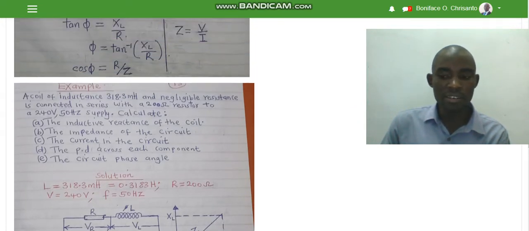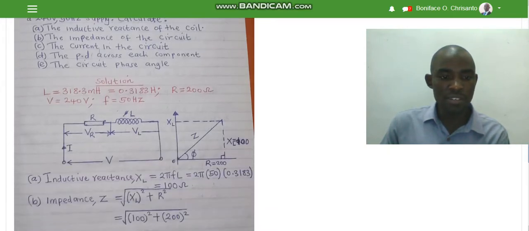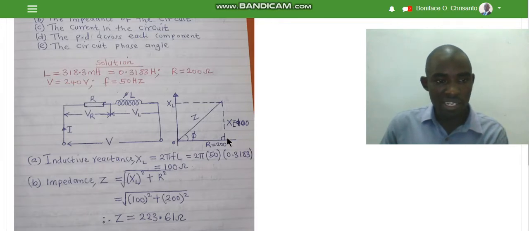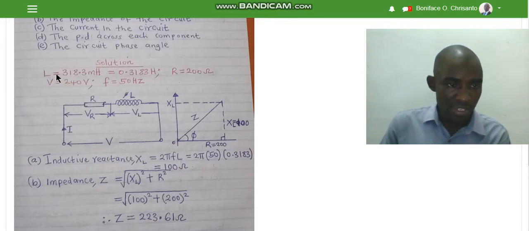318.3 millihenries. You need to change that to henries by dividing by 1,000, or multiplying by 10 power negative 3. If you divide it by 1,000, you will get 0.3183. You can see here our inductance was 318.3 millihenries. You divide by 1,000, you will get 0.3183 henries. So once you get that, we can now move on.